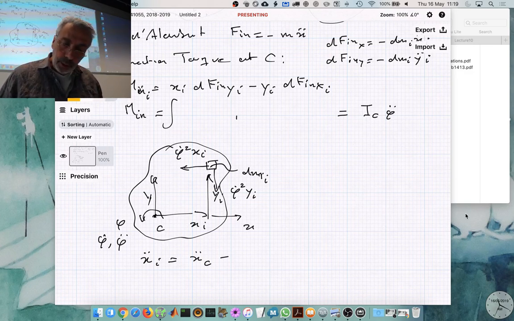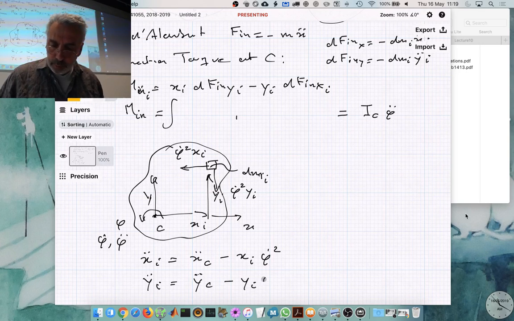So here I can write, what did I write? Minus, so in the x direction, what did I do wrong? Oh no, I did minus xi phi dot squared, right? And of course for y I can write the same: phi double dot c, I get minus one.